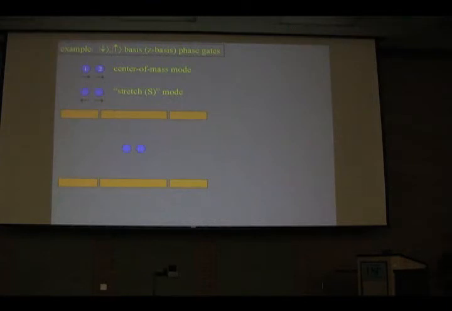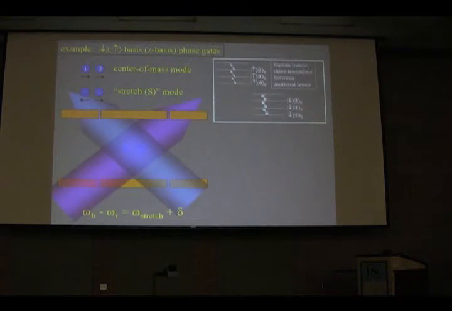And so what we do, in this case where we use two laser beams, is drive Raman transitions. One way to view this process is that we tune the frequency so that it's very close to, in this example here, very close to this stretch mode frequency. And I'll explain why it's slightly detuned in just a second.